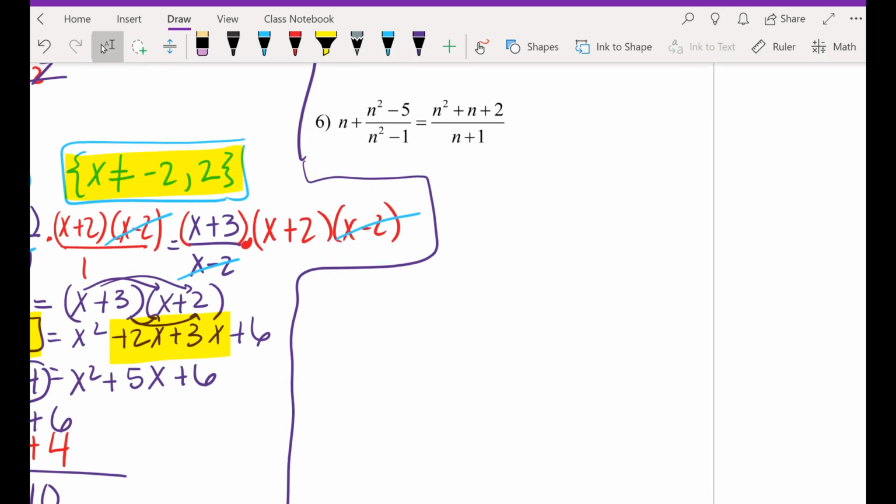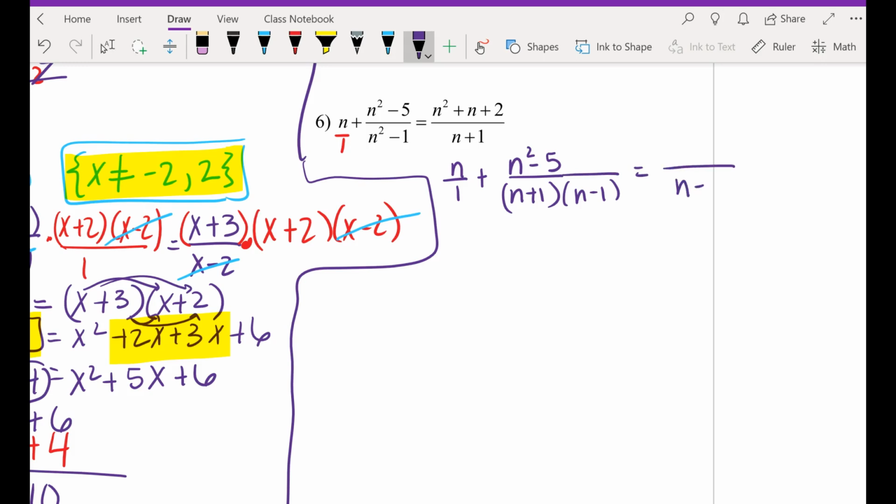So here, let's do this. We have the denominator. Again, if you want to, you can put this over 1. First we want to factor, so we're going to write everything out in factor form before we do the denominator. So n over 1, n squared minus 5. Oh my, that is not factorable, okay? n squared minus 1 is factorable. We're going to write n plus 1 times n minus 1, because that's a difference of two squares, equals n squared plus n plus 2 on the top.